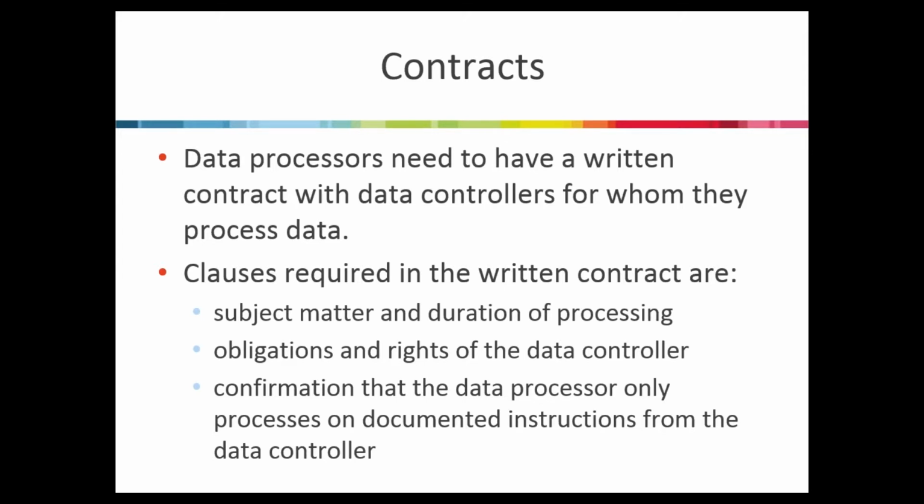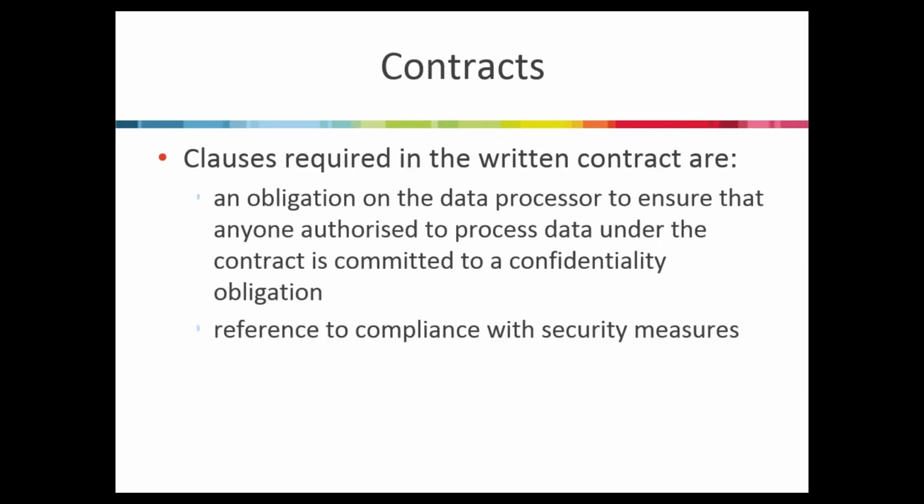The first one is the subject matter and duration of the processing. The second is obligations and rights of the data controller. The third is confirmation that the data processor will only process on documented instructions from the data controller. The fourth is to include an obligation on the data processor to ensure that anyone authorized to process data under that contract is committed to a confidentiality obligation. The fifth is reference to compliance with security measures.